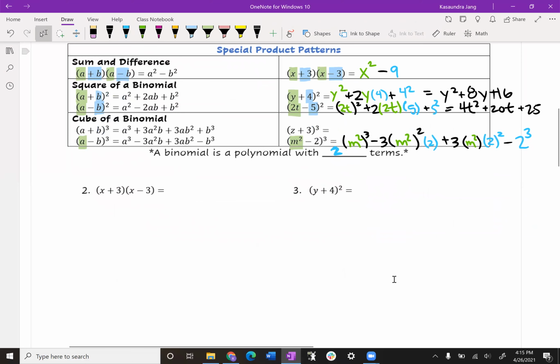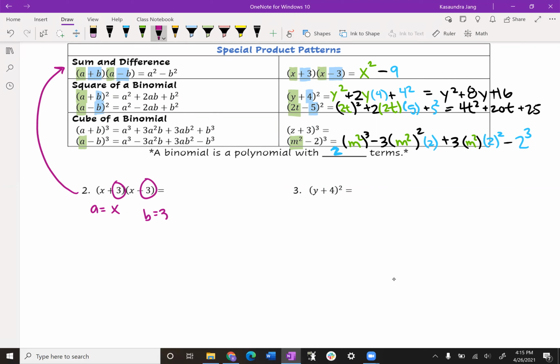and pretty much do the same thing down here. So this one, I think it matches the sum and difference. Like I've got addition and subtraction of the same thing. So this sum and difference, I'm going to do a squared minus b squared. A being this first guy, an x, and the b is this second number, a 3. So according to my formula, I'm going to get a squared minus b squared. So x squared minus 3 squared, which I can simplify down a little bit. I know that 3 squared is 9, so x squared minus 9.